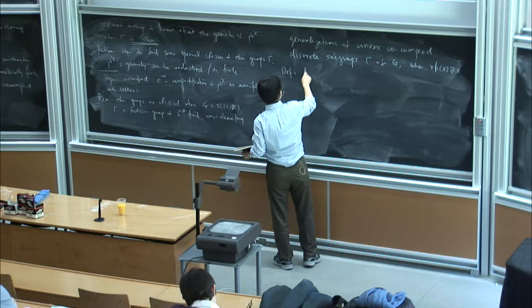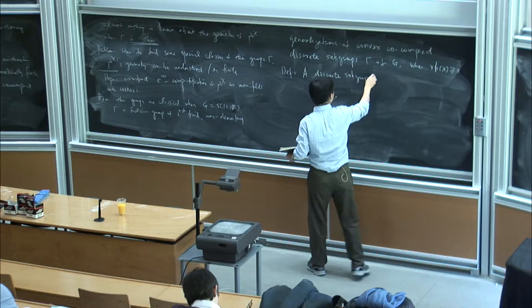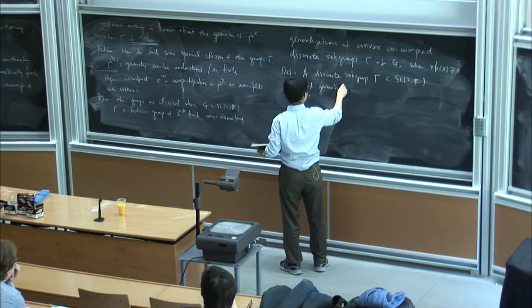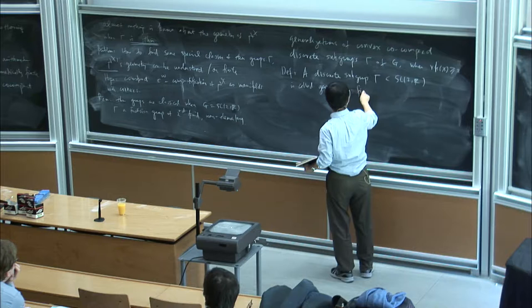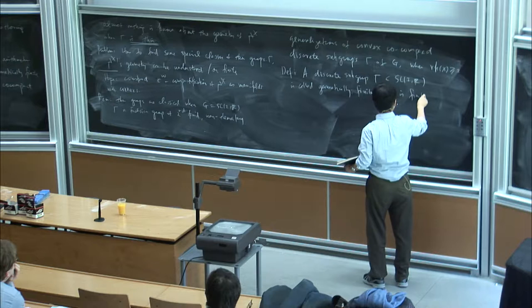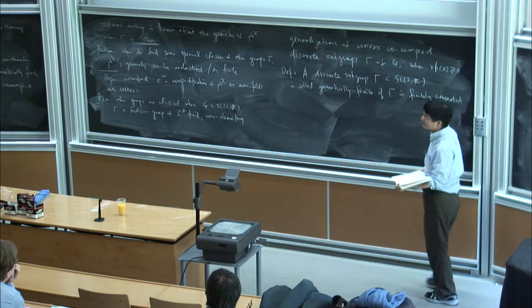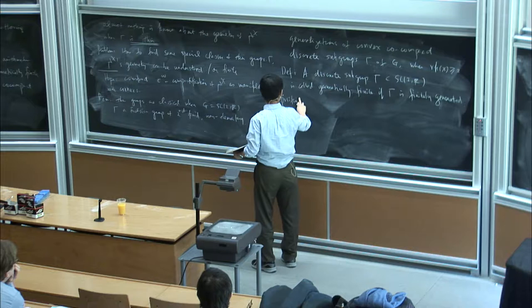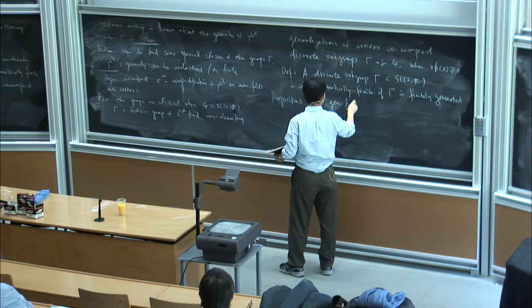So a discrete group gamma of SL2R is called, this is one definition, normally maybe it's not defined this way, geometrically finite if gamma is finitely generated. So that's one definition. But let me write down the following equivalent one. The gamma is geometrically finite if and only if the following thing is true.